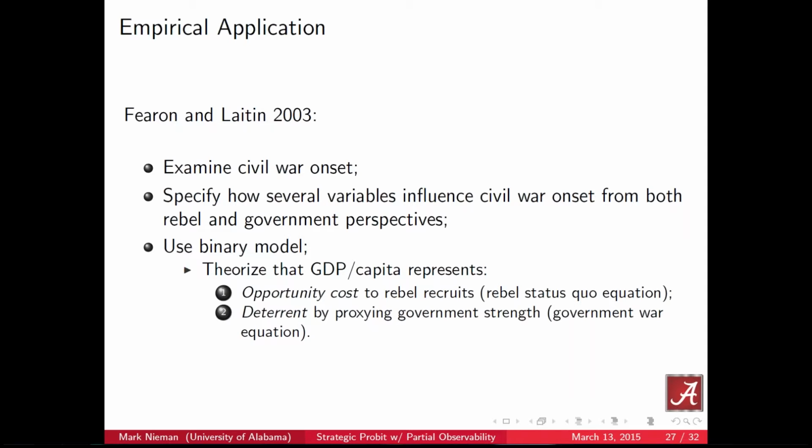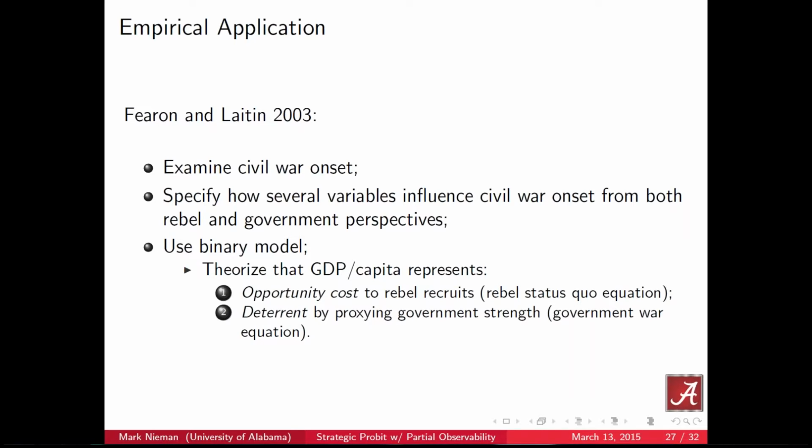I finally want to look at an empirical application using this model. I'm going to replicate Fearon and Laitin's 2003 article looking at Civil War onset. This is one of the most frequently cited articles within the Civil War literature, so I thought it would be a good test, and it's a very nice article in that the authors do a great job of arguing how they think each variable will actually influence Civil War onset from both the prospective insurgents and government perspectives. So they go through theoretically and say that each of these variables has distinct effects on the likelihood of Civil War outcome.